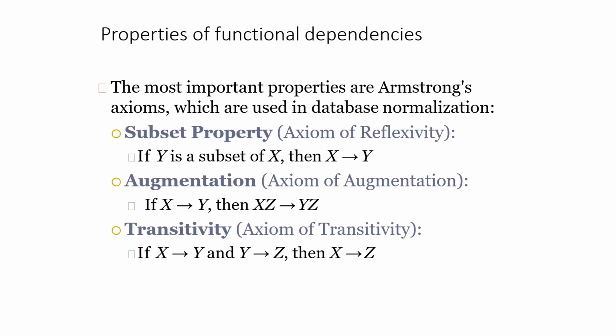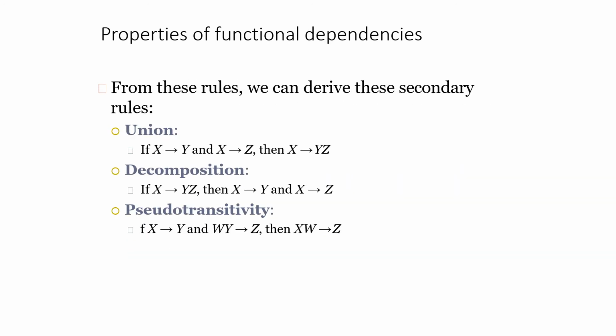Decomposition comes from the augmentation property and pseudo-transitivity comes from transitivity. So in union, if X determines Y and X determines Z, then X determines YZ. Decomposition property, if X determines YZ, then the opposite of union: X determines Y and X determines Z. Pseudo-transitivity, if X determines Y and WY determines Z, then X and W determine Z.